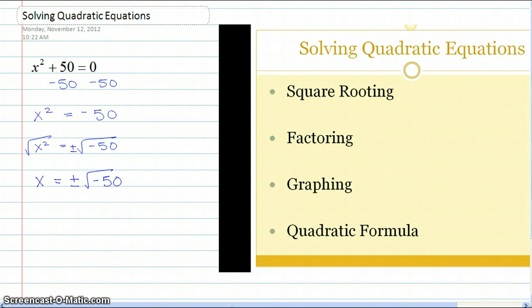And as you learned at the beginning of this unit, whenever you see a negative under the square root sign, you can pull out that i. So now we have plus or minus i square root of 50.